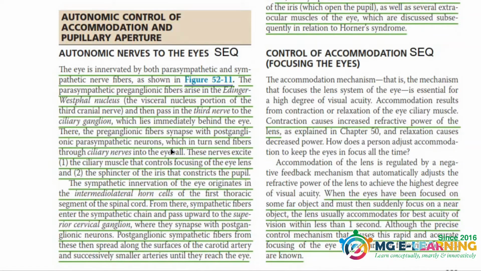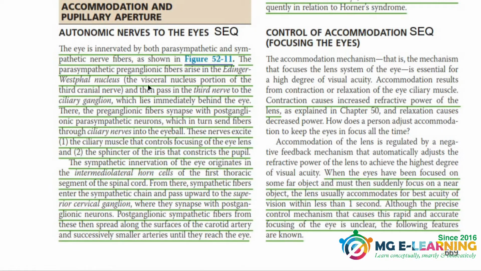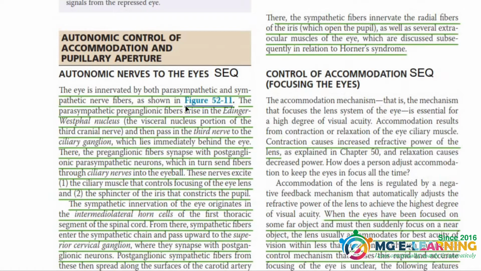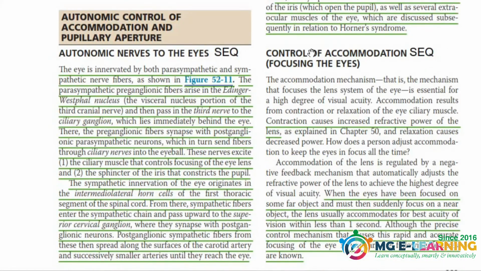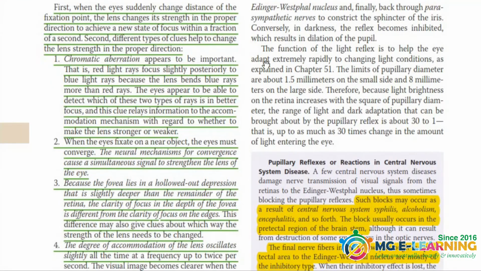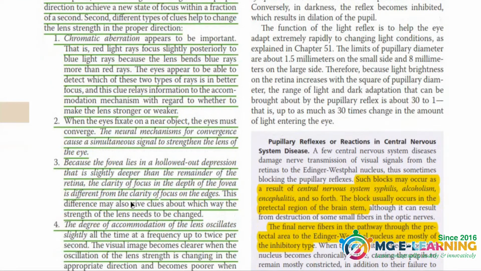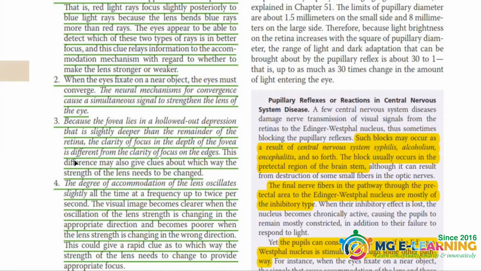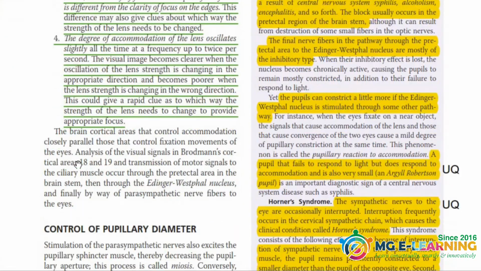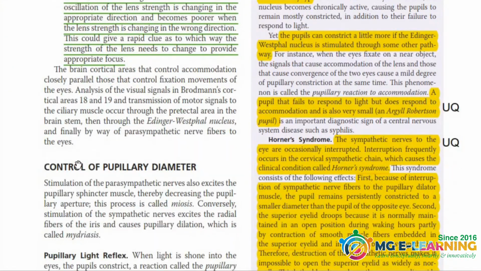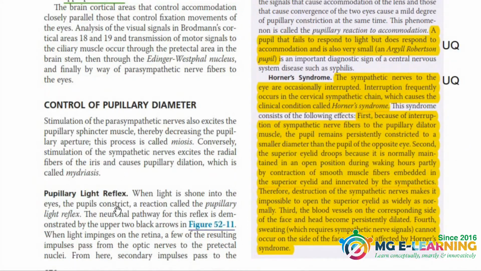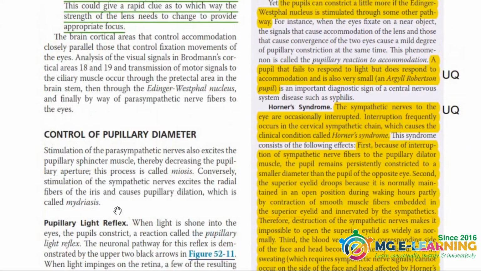You should know all these processes and steps of the autonomic nervous control of the eye. Control of accommodation is also an important SCQ. All these are important points for this SCQ. Control of pupillary diameter. Pupillary light reflex is also important.